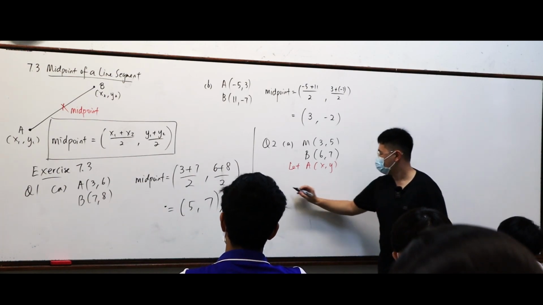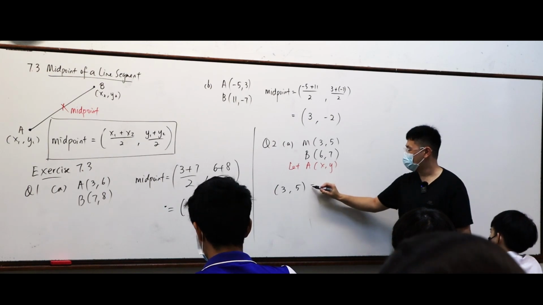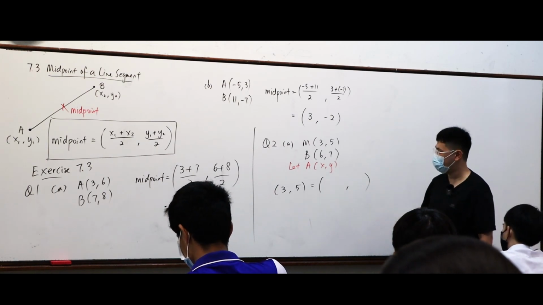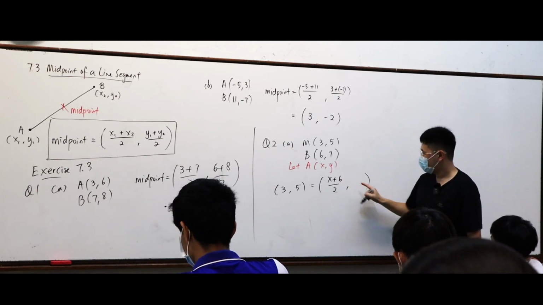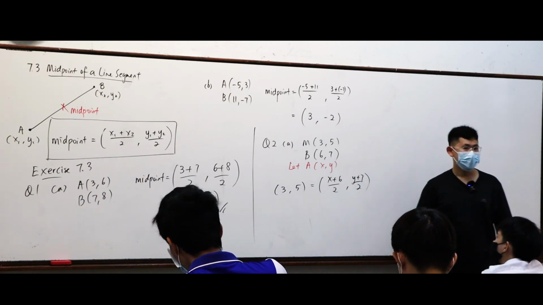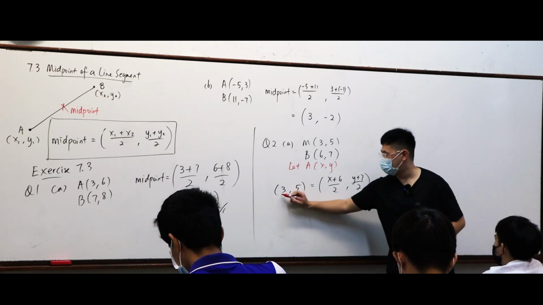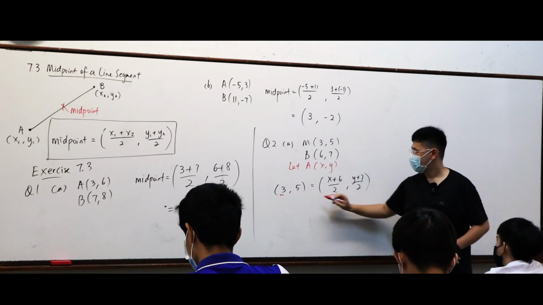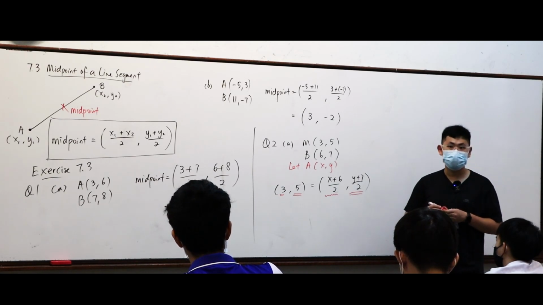So the midpoint is (3, 5), and this is equal to the average of the 2 points, correct? So this will be (X plus 6) over 2, and this one will be (Y plus 7) over 2. We can compare by coordinates. This is the X coordinate, this is your Y coordinate, and we compare coordinate by coordinate.